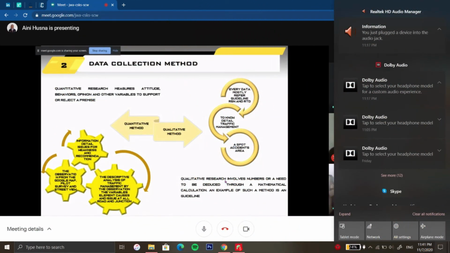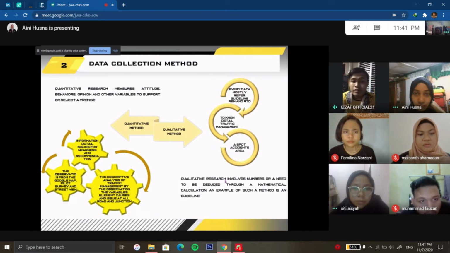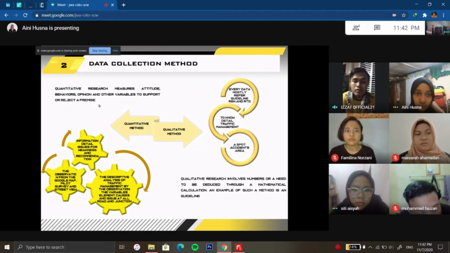The data collection method is quantitative. So I cover the quantitative method. Firstly is the detailed information on issues, and the observation from Google Map, pilot survey and street view. The descriptive analysis of traffic management by the observed variable elements counts the issues at all roads and the junctions. Quantitative research measures attitude, behavior, opinion and other variables to support or reject a premise. Okay, so I will give to Aisha.